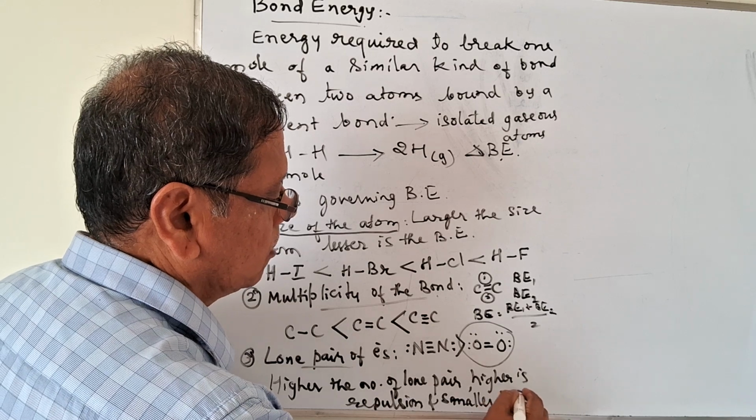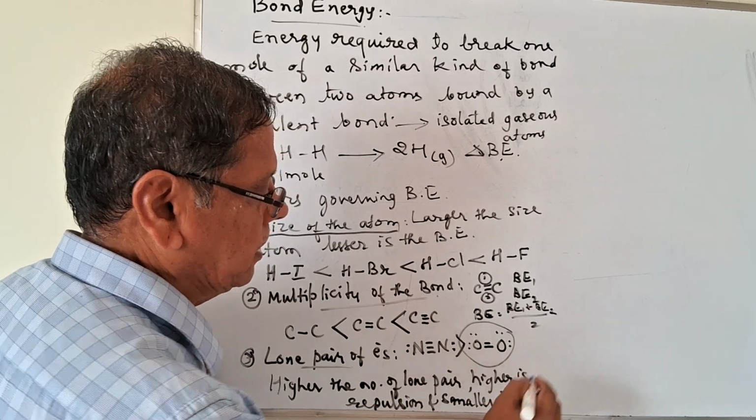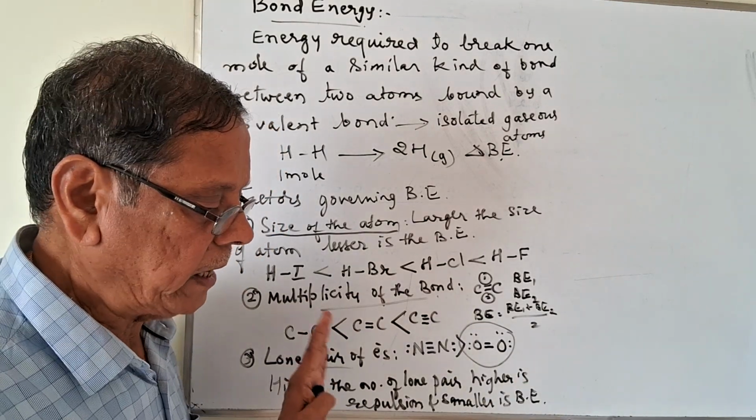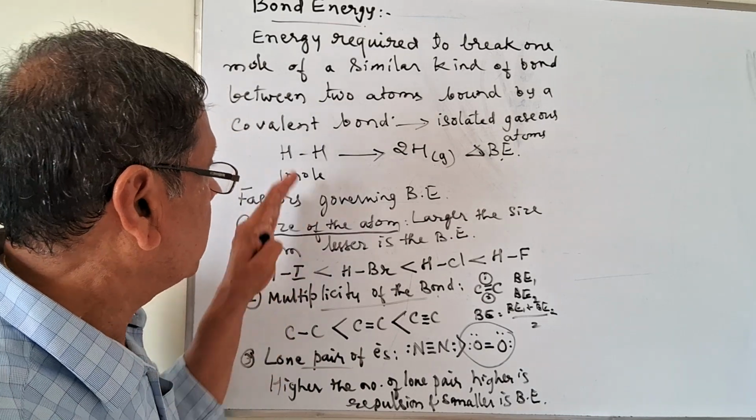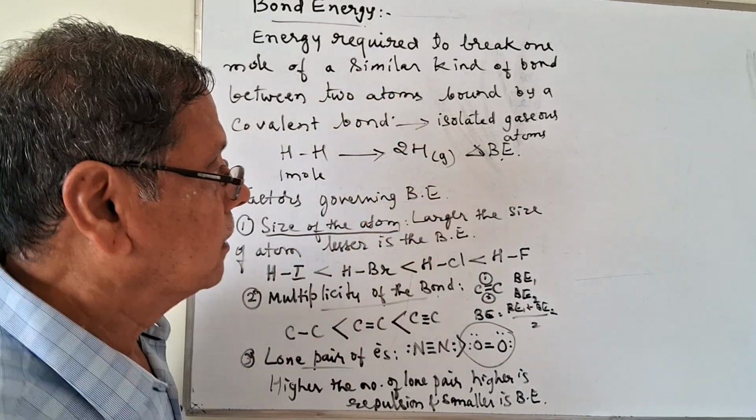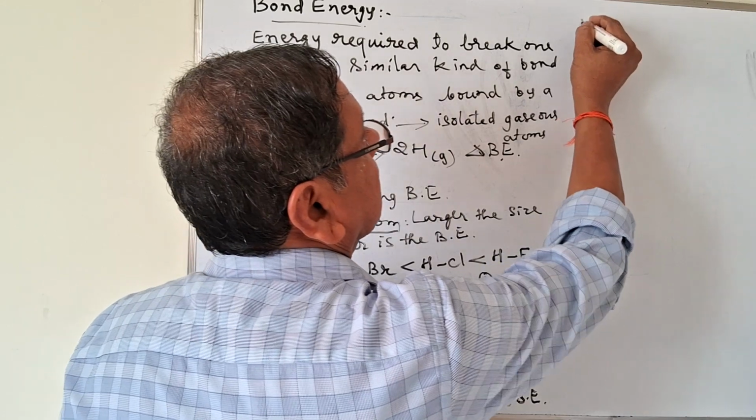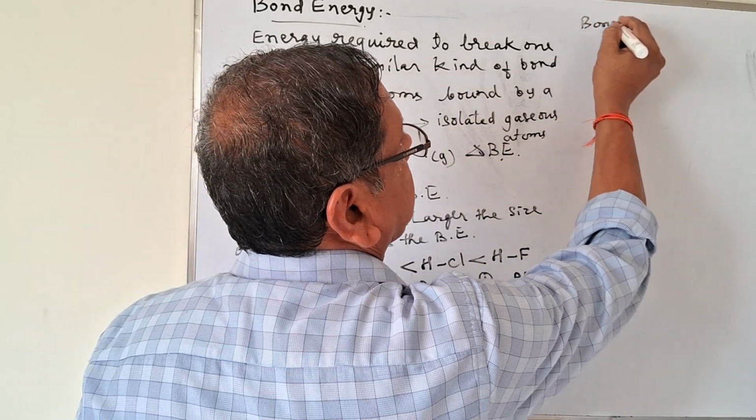Smaller is bond dissociation energy. So these are the three factors which govern the bond energy. The next property that we consider is bond angle.